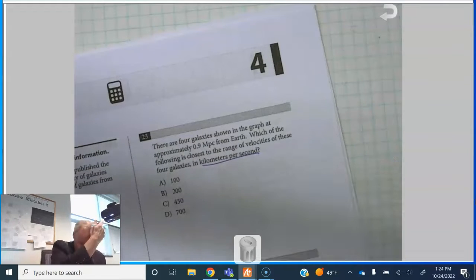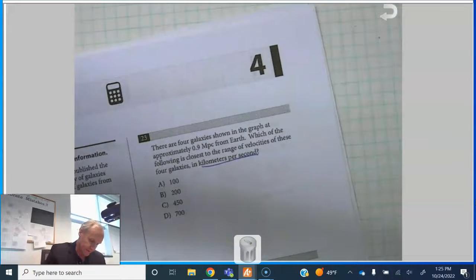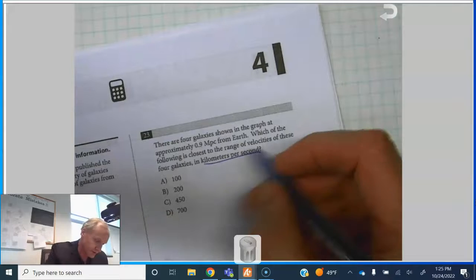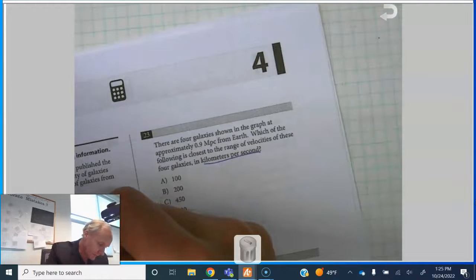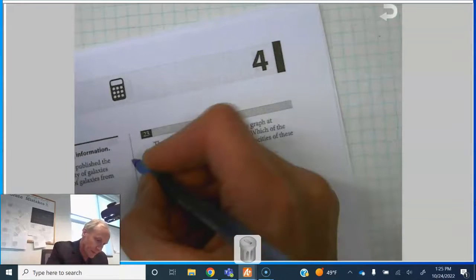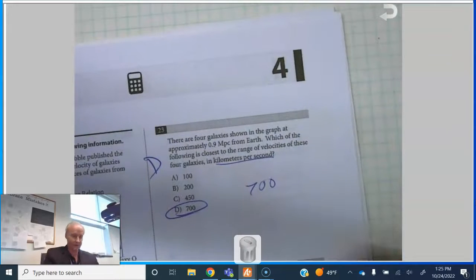This time we're talking about kilometers per second. Okay. Yeah, it's a good thing I checked. I wanted to make sure it wasn't meters per hour. Okay, so we just want to have the range. So we're going from about, looks like around 700 down to basically 0. So it's about 700. The range is like the highest minus the lowest.